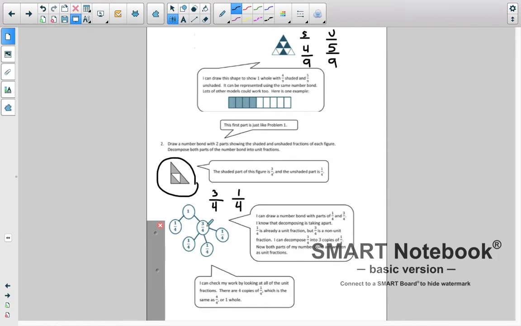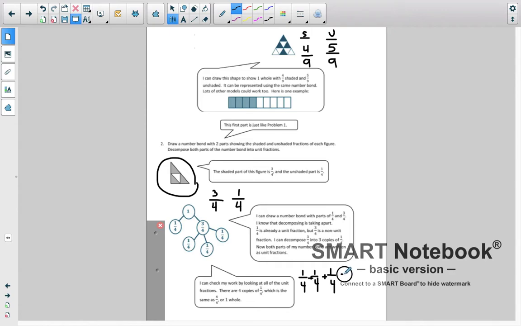The unit fraction of 3/4 is 1/4. So they did 1/4 3 times. 1/4, 1/4, 1/4, which equals 3/4. Now I've shown my students in this before, but if I write 1/4 plus 1/4 plus 1/4 3 times, it should equal 3/4.